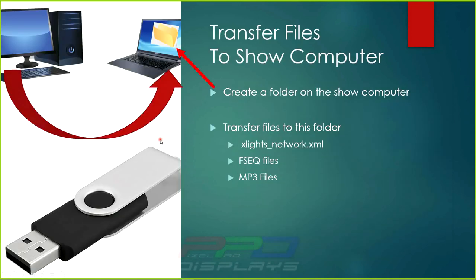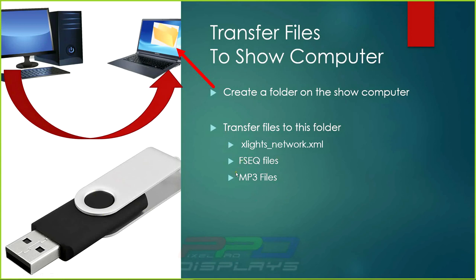So the next thing that we're going to do is we're going to roll along and go from our main computer. Let's say we're using a laptop in your garage, and you're going to plug that thumb drive into your USB port, and you're going to create a new folder, a new show folder. It doesn't matter what you call this. You can call this xLights if you want, but you're going to create this new folder. And then from there, you're going to grab the xLights network file, the one xLights network file. That's the only file you really need.